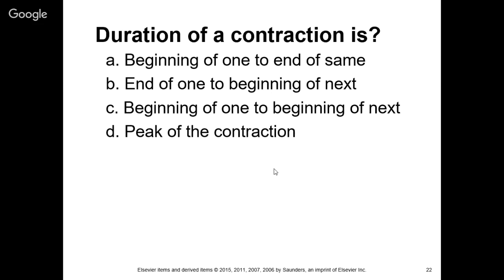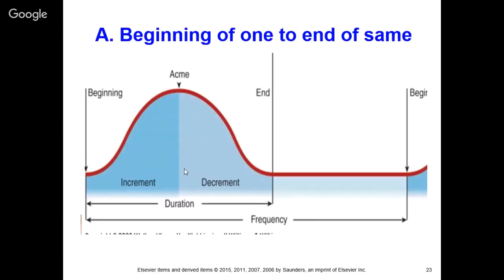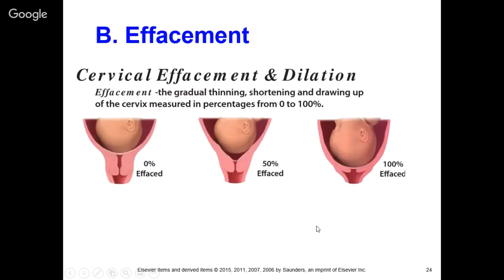During a contraction, the duration of a contraction is the beginning of one to the end of the same one. That's duration. The interval is the end of one to the beginning of the next. Frequency is the beginning of one to the beginning of the next. Then there's the peak of the contraction. Effacement is measured in percentage, and it is the thinning of the cervix. So this is 0 effacement, 50%, and this is fully effaced.